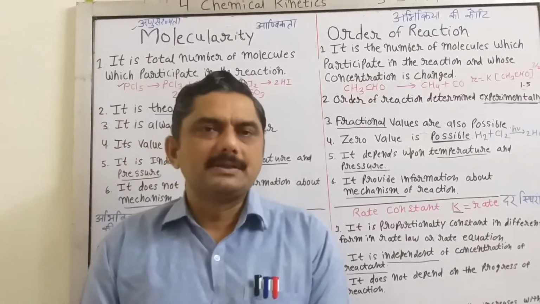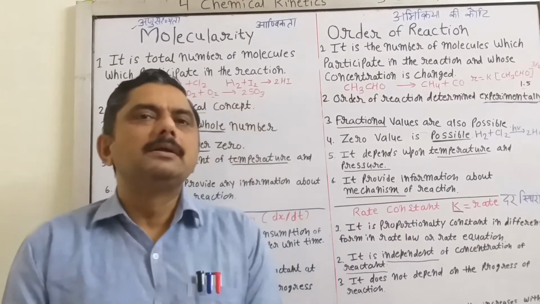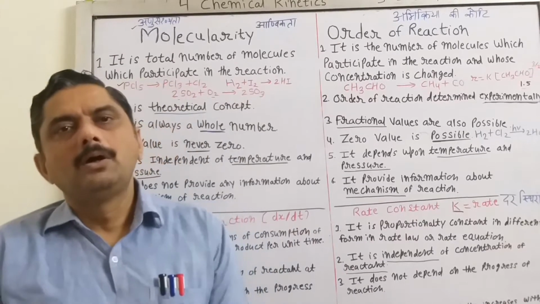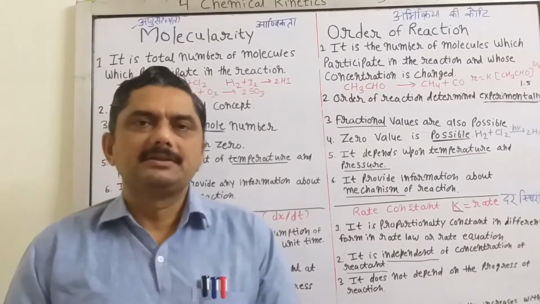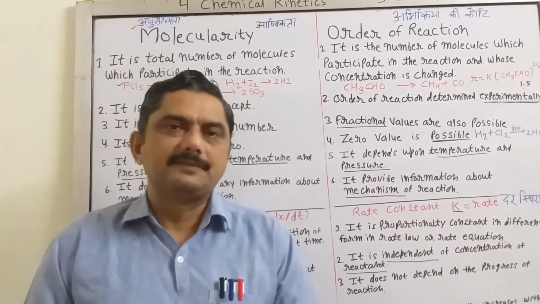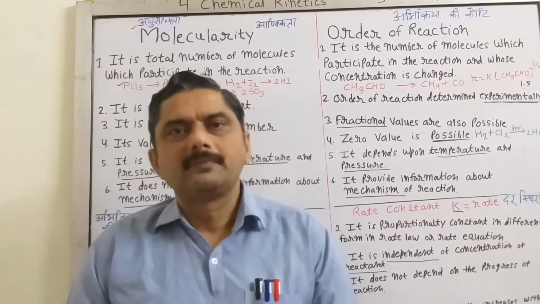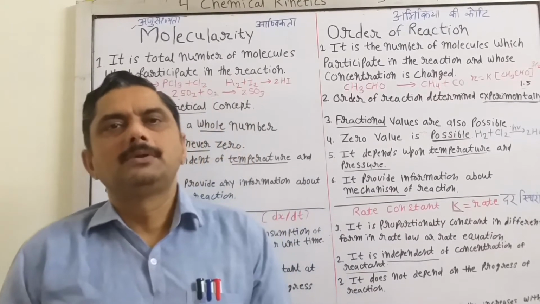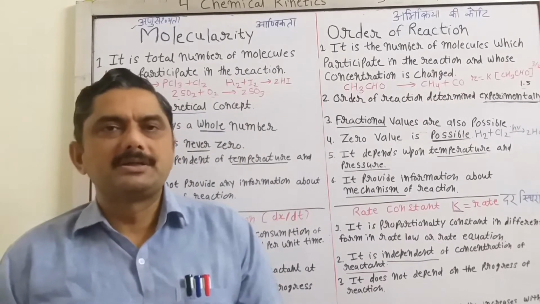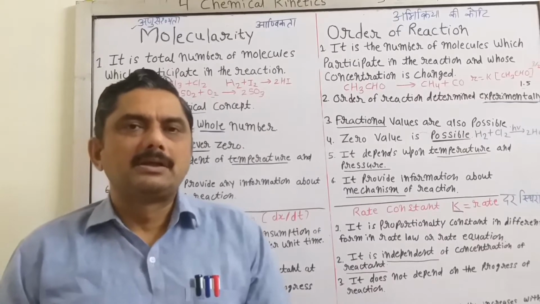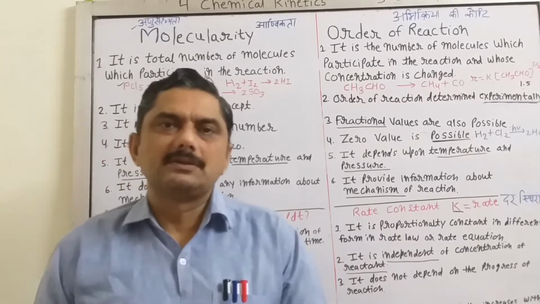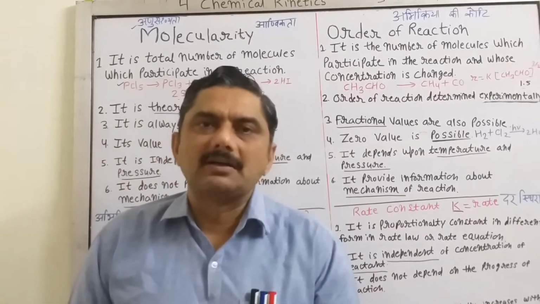Now the next topic is to classify reactions on the basis of reaction rate. On the basis of reaction rate, chemical reactions are classified into three categories. First, very fast reactions. Those chemical reactions which are completed within 10 to the power minus 12 seconds are called very fast reactions. All the ionic reactions are very fast reactions.